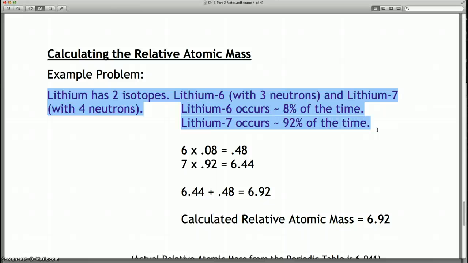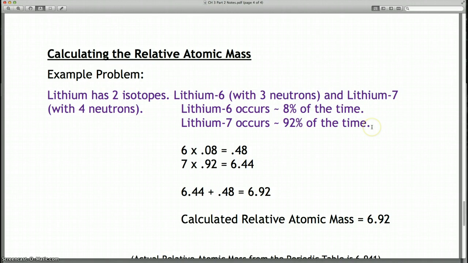Lithium has 2 isotopes. Lithium-6 with 3 neutrons and lithium-7 with 4 neutrons. And then I give you the abundance or the percentage of lithium that is that particular isotope. So lithium-6 occurs about 8% of the time. Lithium-7 occurs about 92% of the time. So again, that's all given information. And now I expect you to be able to calculate what the relative atomic mass is.